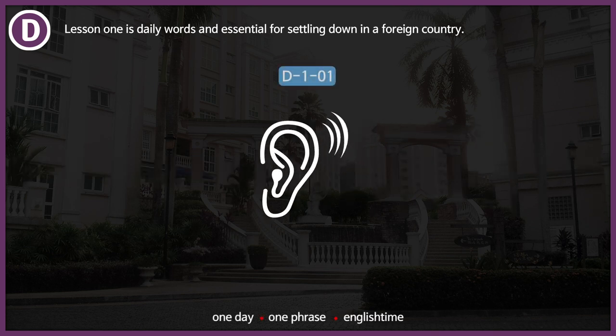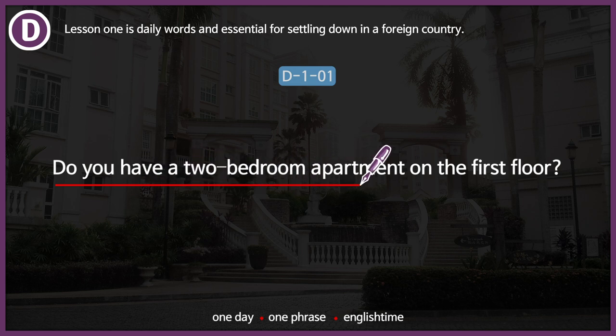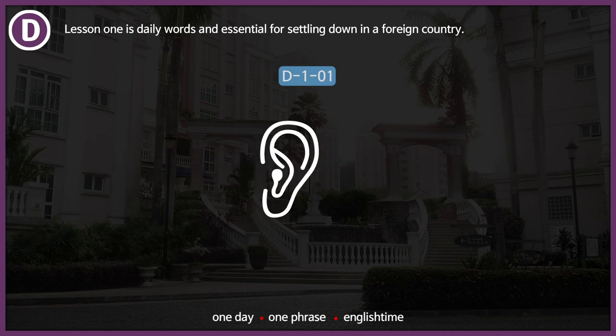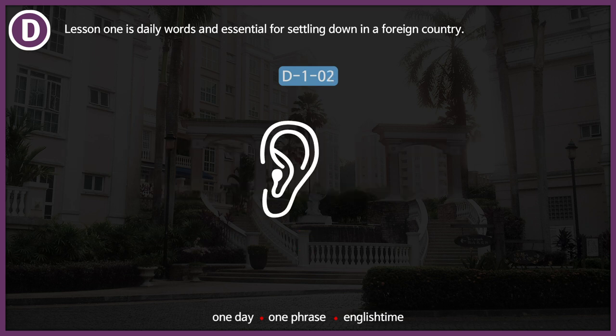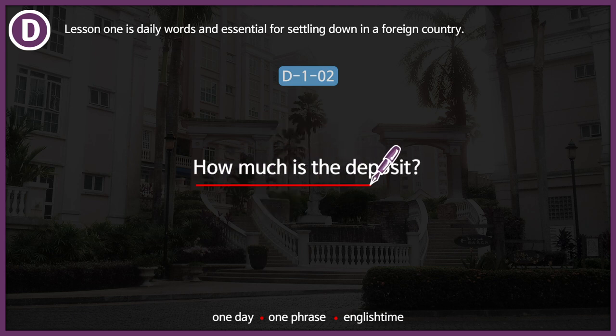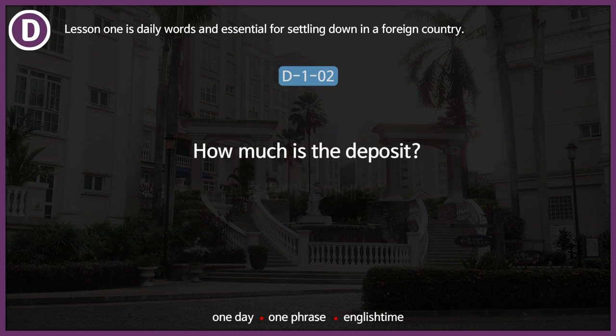Do you have a two-bedroom apartment on the first floor? How much is a deposit?